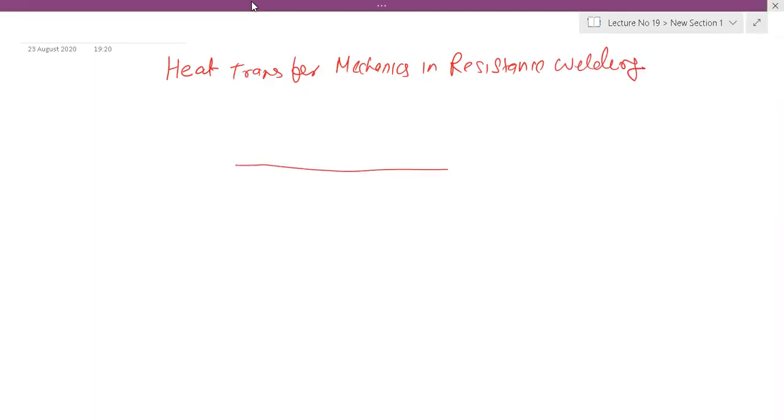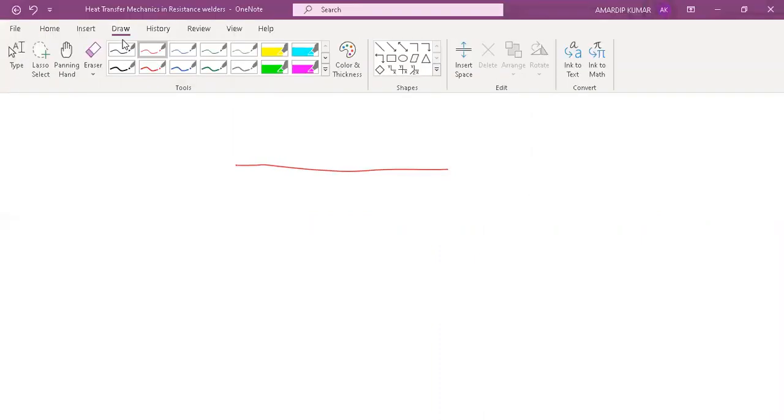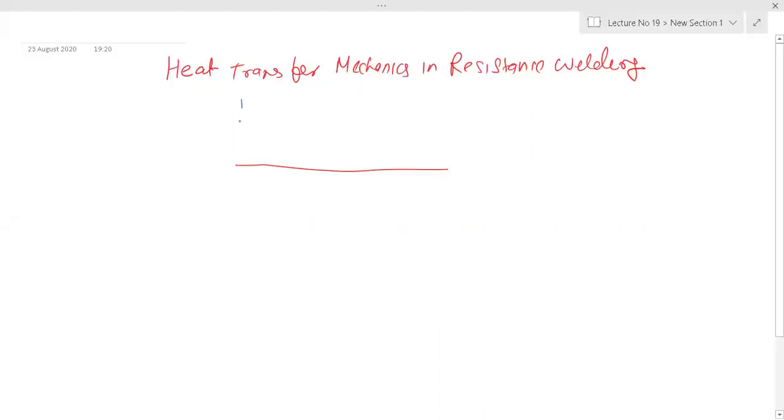We already discussed the welding cycle, where pressure will be on. Finally, pressure will be on, then we have to keep it for some time, then pressure is to be released. Then this is your cycle. For resistance spot welding, this is your time. This is one cycle. Already we have discussed.